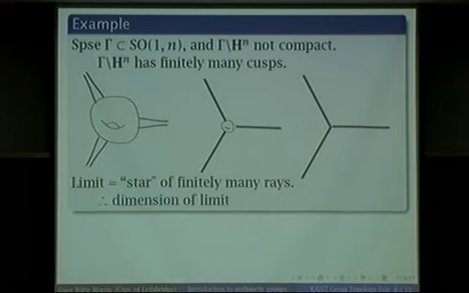That's the asymptotic cone of this space. So the asymptotic cone is just finitely many rays. The dimension, obviously, then is 1. And it turns out that is exactly the same as the Q rank.